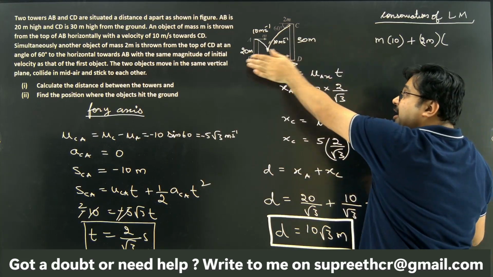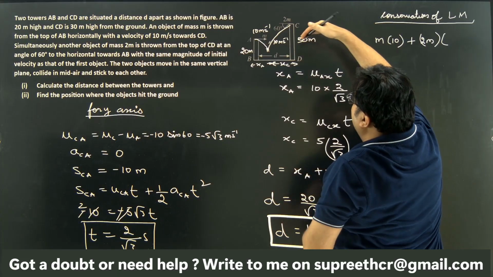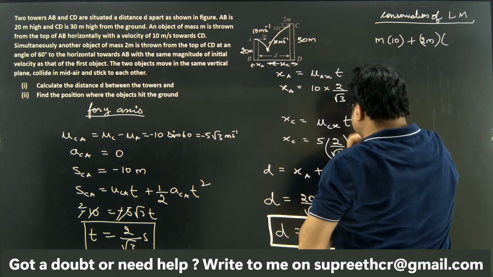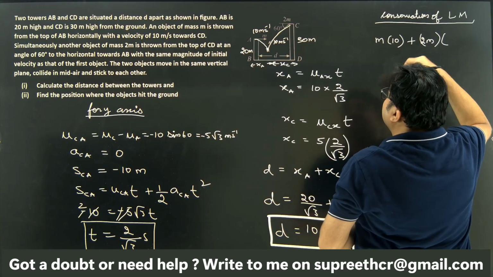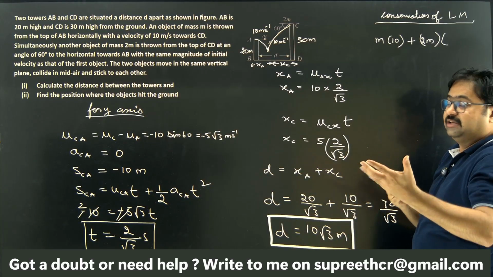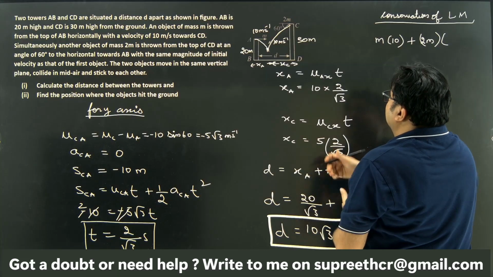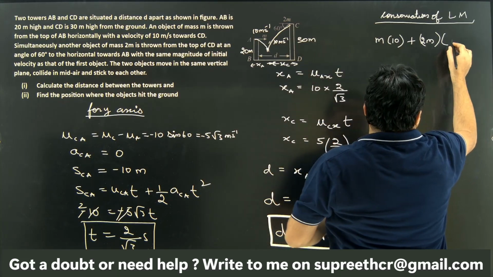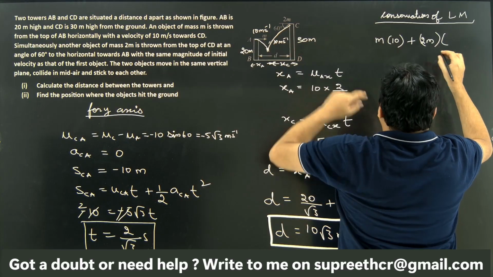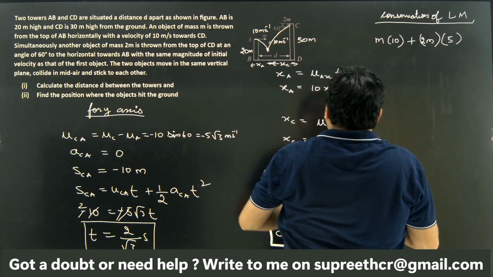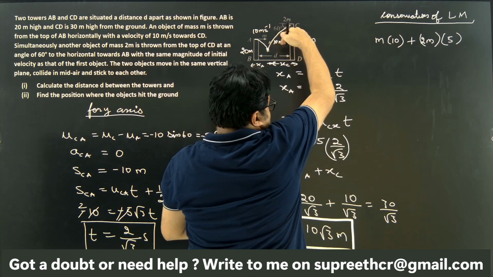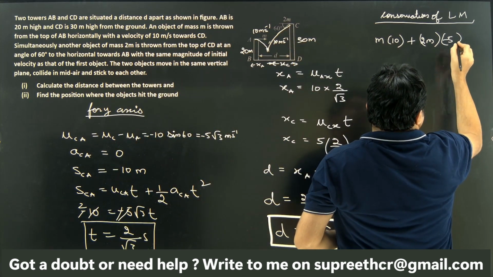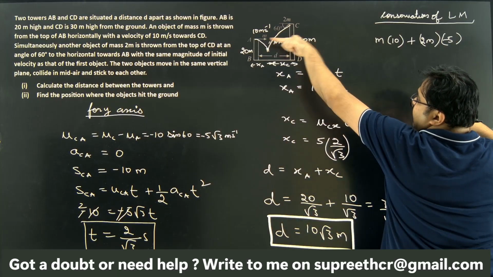Initial velocity in the horizontal direction is v cos 60 degrees. How much is v cos 60 degrees? It is certainly v into 1 by 2, so 10 into 0.5 is going to be 5. Cos 60 is 1 by 2. That's how I get that. But this is a negative velocity, because it's going in that direction.